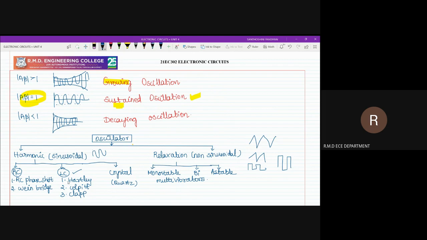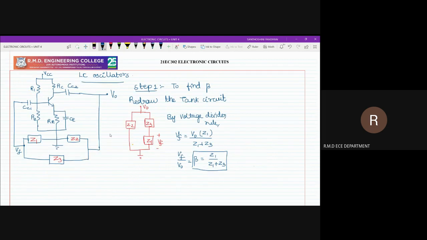So let us discuss the LC oscillator derivation. Take a normal BJT with voltage divider bias. There is no input here. The output has to be connected to the input with the feedback tank circuit. So I am introducing three impedances, Z1, Z2, Z3. Three reactive components may be introduced in your tank circuit. Each may be an inductor or capacitor, and it will differ based on the type of oscillator.